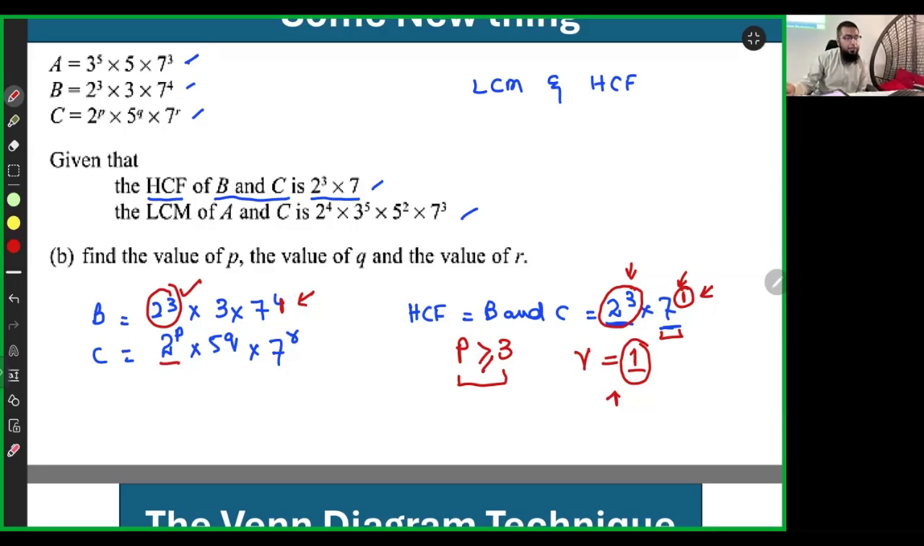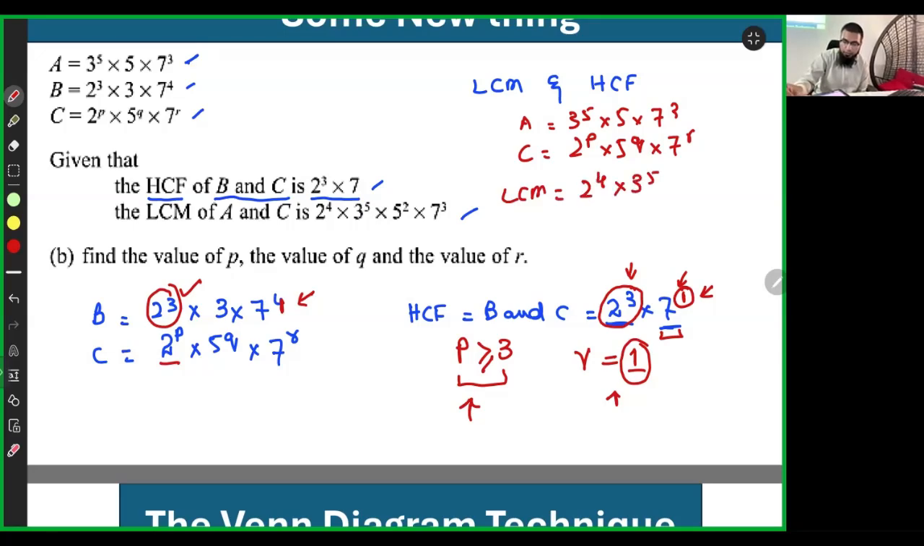So यहाँ से R की value हमें पता चल गई, but P still we don't know the exact answer. So we'll utilize the second information. So he said that A की value क्या थी? 3 raised to the power 5 times 7 cube, and B की A and C का LCM था. C is equals to 2 raised to the power P times 5 raised to the power Q times 7 raised to the power R. So what was the LCM? The LCM was 2 to the 4 times 3 to the 5 times 5 squared times 7 cube.